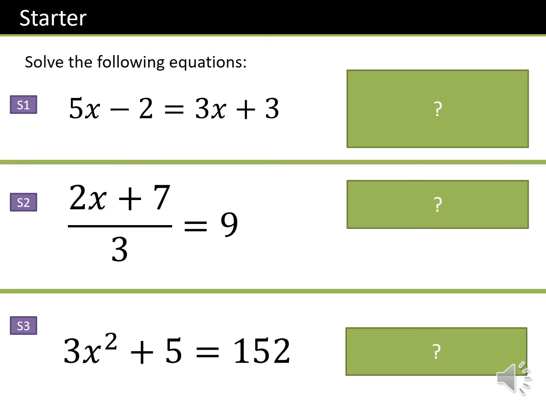So a quick starter, I want you to just have a go at these. Pause the video now, see if you can solve the following equations. You should end up with a value of x, a number value for x, to solve these. Pause the video now, have a go at this.